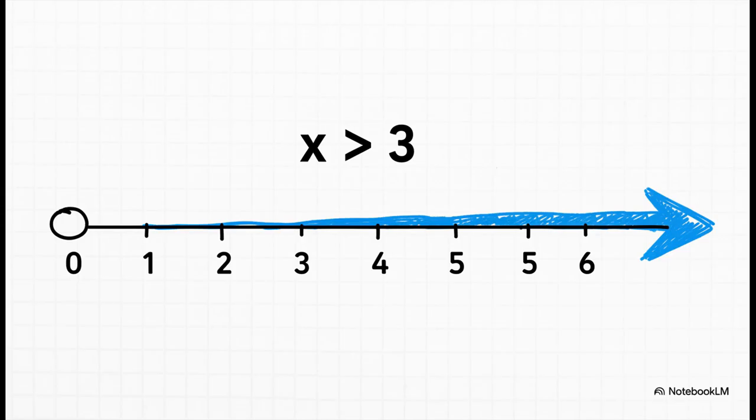So let's look at a simple example. On a number line, x is greater than 3 means all the numbers to the right of 3, but not including 3 itself. So we put an open circle on 3 to show that's the boundary line, but you can't stand on the line. Then we just shade everything to the right.